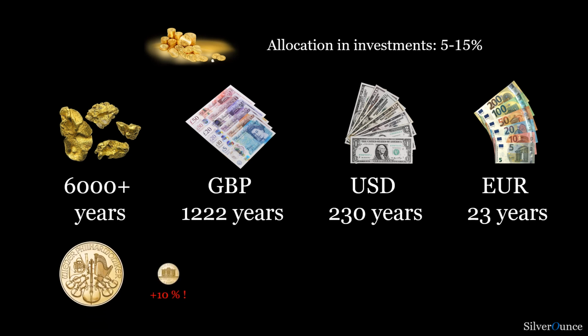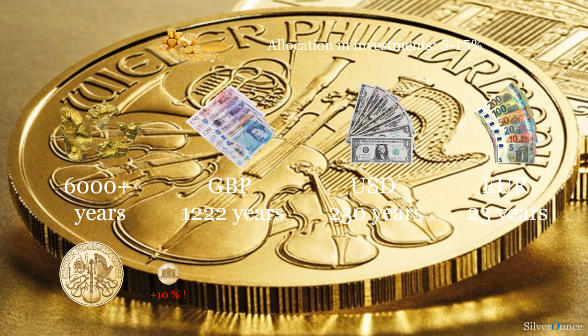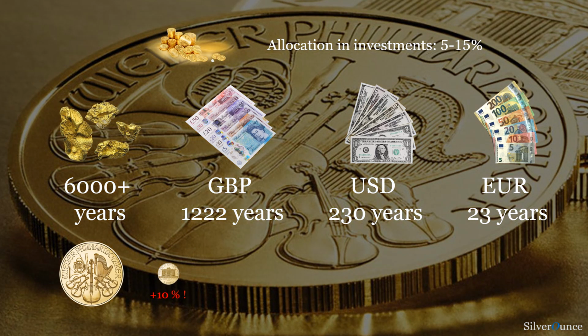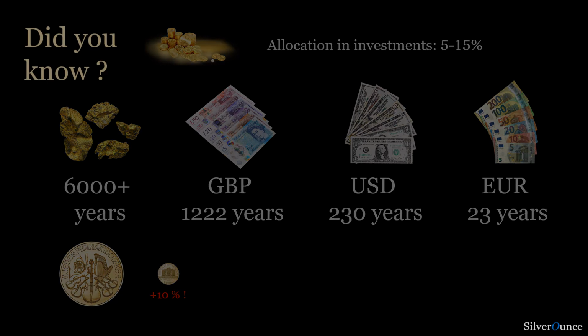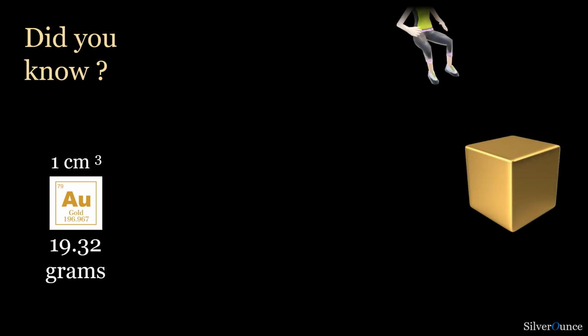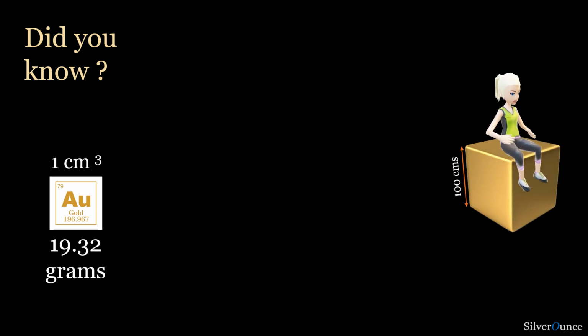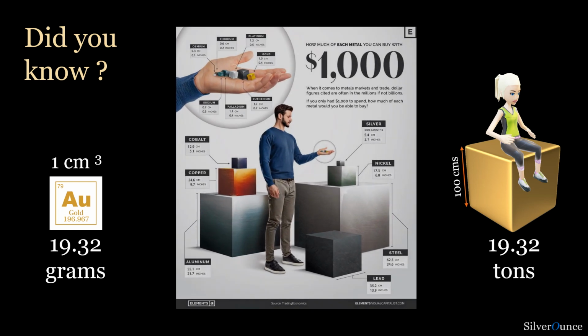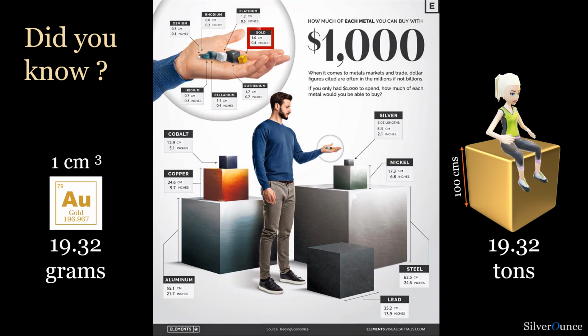A gram and 1/10 of an ounce can be up to 10% more expensive than an ounce. Due to the fine motifs and small thickness of the coins, they are excellent against tungsten or copper filling. This can be a problem with bars. Did you know that 1 cubic centimeter of gold is 19.32 grams? Did you know that a cube with an edge length of 100 centimeters, that is 1 meter, is 19.32 tons of gold? Did you know that in the so-called metal verse, gold is not the most expensive element?